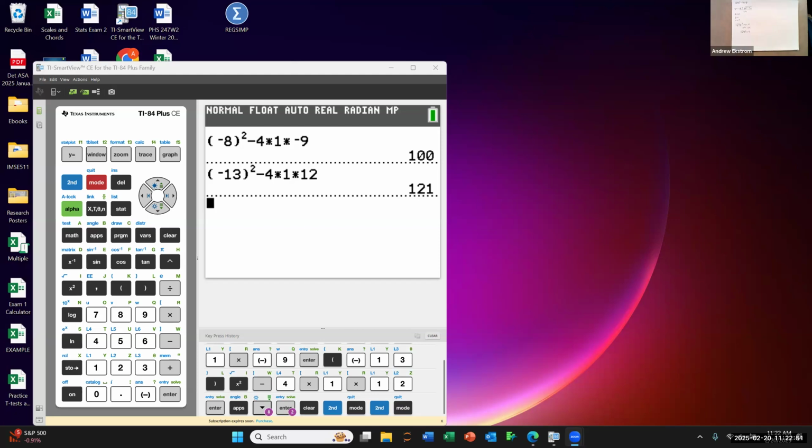How do I get X squared by itself? From here, what do I have to do? Well, I have to get X squared by itself first. So I'm multiplying, so what do I have to do? Divide, yeah. And now we want to get X by itself, so we take the square root of both sides.